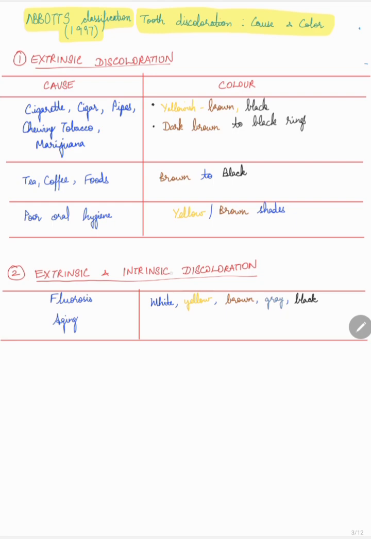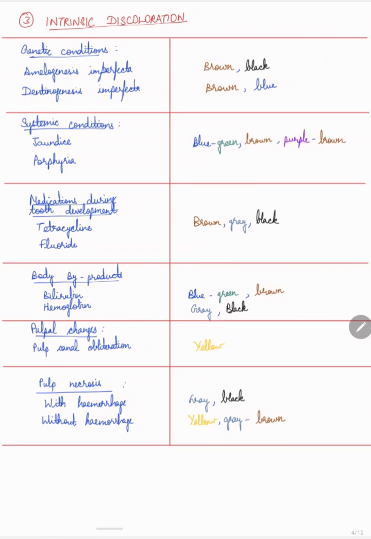In case of extrinsic and intrinsic discoloration, it might be due to fluorosis and aging. It leads to white, yellow, brown, grey or black discolorations. The next type of discoloration is intrinsic discoloration. It might be due to various causes. The first one being genetic conditions like amelogenesis imperfecta and dentinogenesis imperfecta.